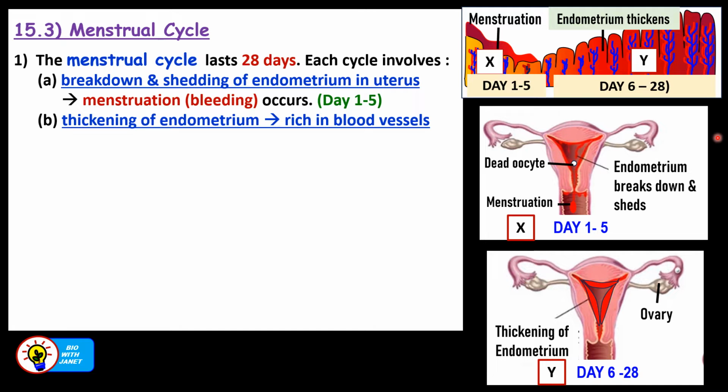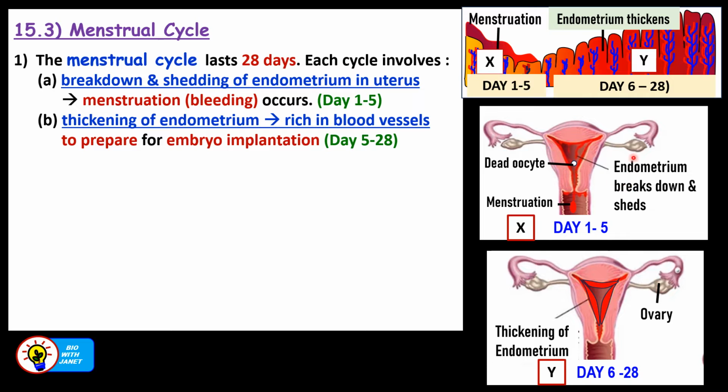Now next, thickening of the endometrium, so that it's rich in blood vessels. So we can see in the first picture here, this shows you the cross section through the endometrium, right? And we can see here that the endometrium is filled with blood vessels and tissues. So it will thicken with time from day 6 onwards to day 28 of the menstrual cycle, right? And this process is stimulated by hormones such as estrogen, and later on by progesterone also. This is to prepare the embryo for implantation.